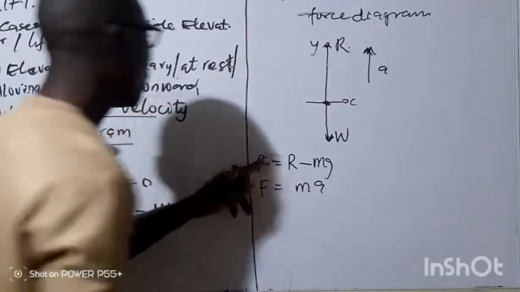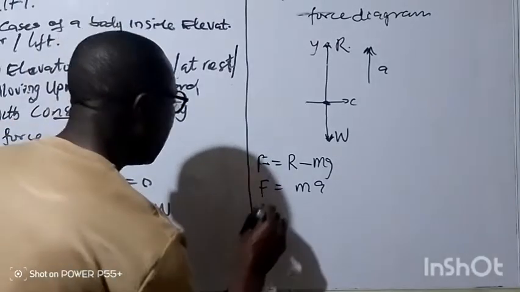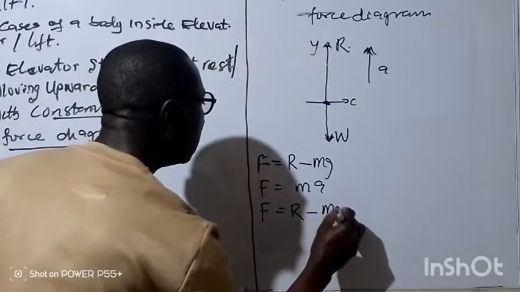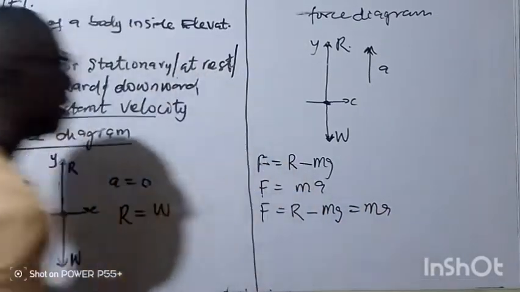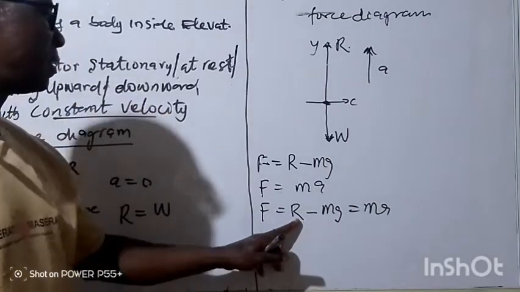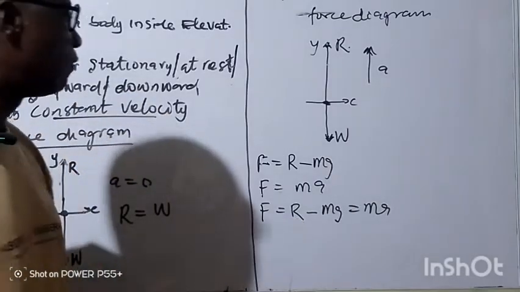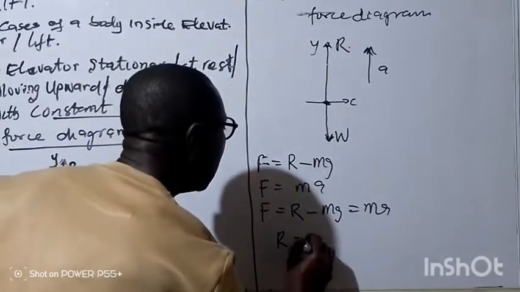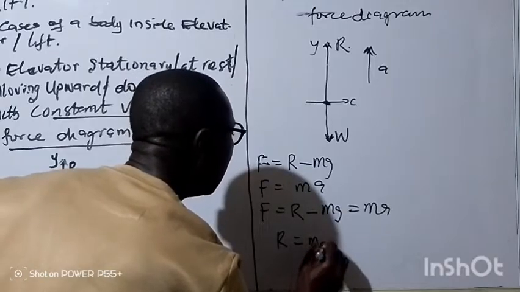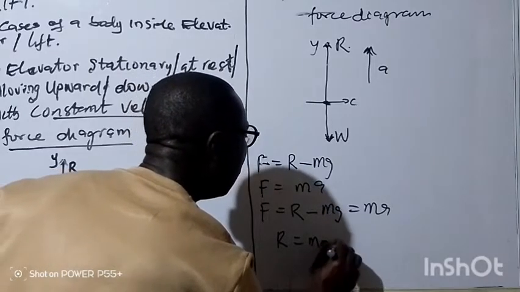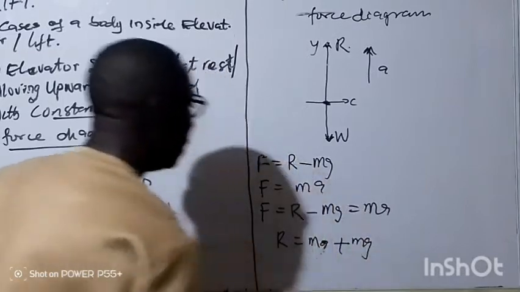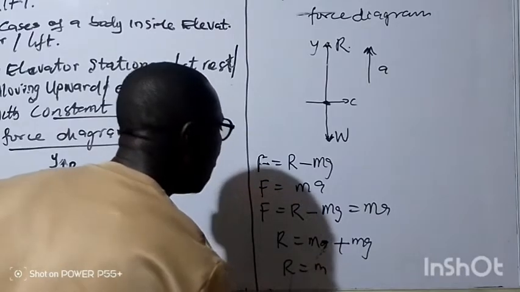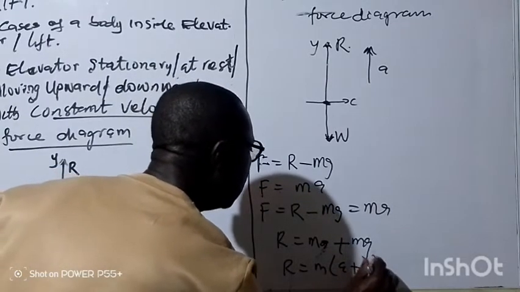So since this one is F and this one also is F, we can now say that the resultant force F will be equal to R minus mg, which is equal to ma. Now, make this reaction the subject of the formula. We are going to have R equal to ma plus mg. So R will be equal to m, since m is constant, (a plus g).